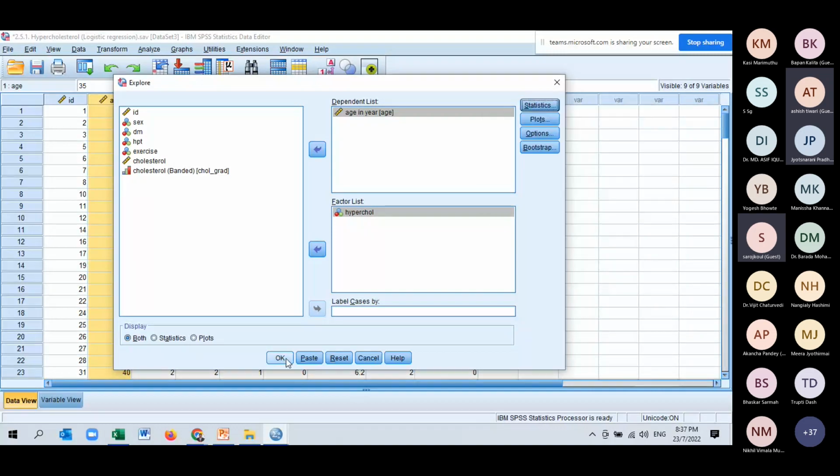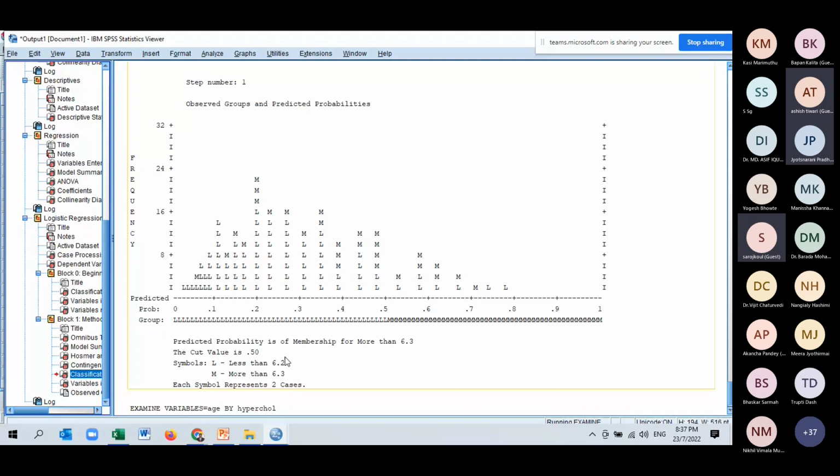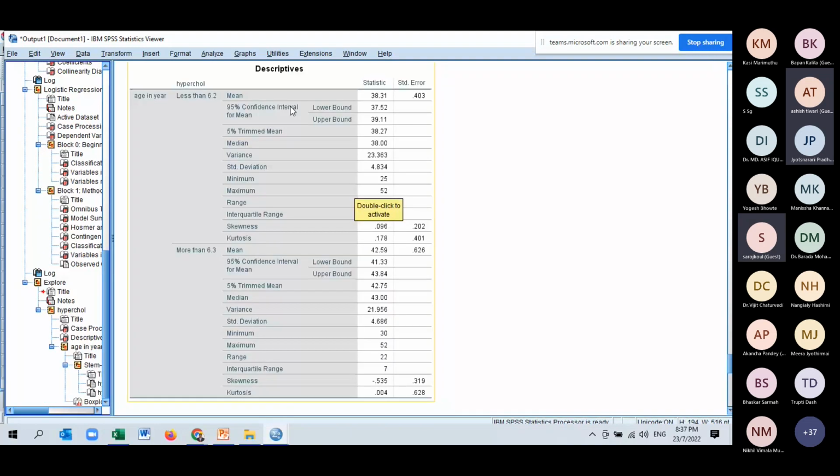Age in the dependent, hypercholesterol in the factor list, click OK. Can you see here the mean of less than 6.2 is 38.131. Standard deviation is 4.834. And more than 6.3, the mean age is 42.59. Standard deviation is 4.686. This value we have captured in the table.